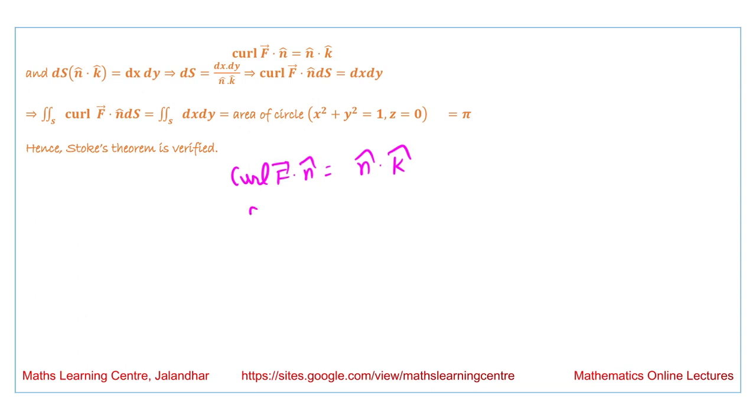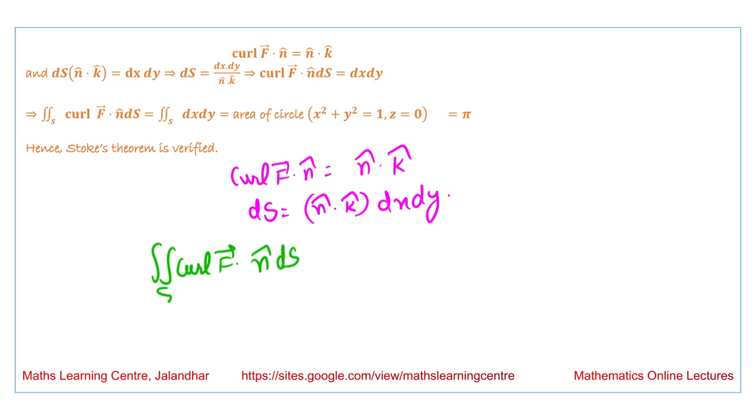So what we obtain is dS = n cap · k cap dx dy. This is the projection in the xy plane. So the integral we are talking about here is the double integral of curl of F vector dot n cap dS over the surface S.